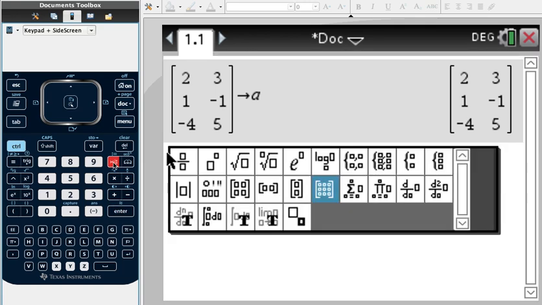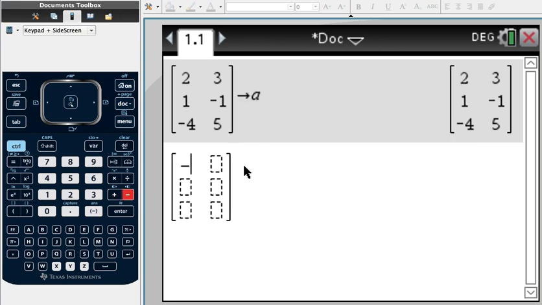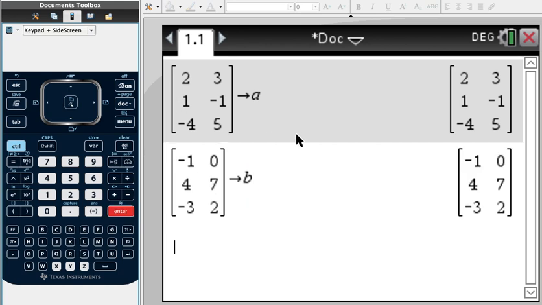We're going to make another matrix of the same size, a 3 by 2, and we're going to put in -1, 0, 4, 7, -3, and 2. From the worksheet, this is what we called matrix B. So we'll store that in for B.